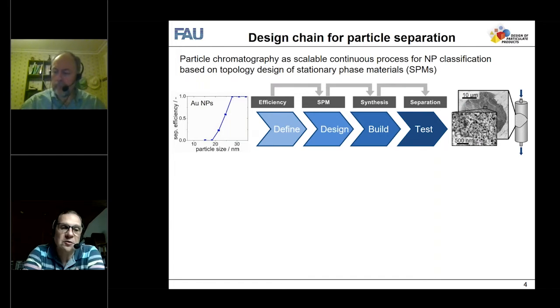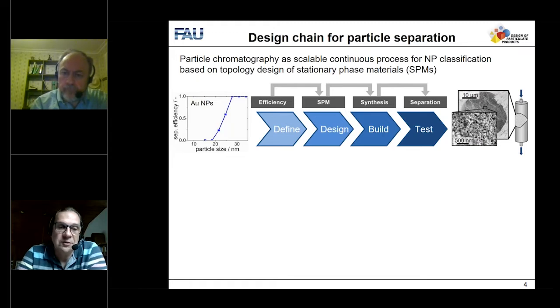So in order to do so, after the definition of our target, we need to design a stationary phase material with the targeted separation properties. Then the next step is certainly to synthesize these SPMs and characterize them in depth. And then, of course, finally test the chromatographic separation of nanoparticles. So this is similar to chromatography in the liquid or in the gas phase, where you design a particular stationary phase material for a targeted separation, and we'd like to transfer this concept into the separation of nanoparticles.